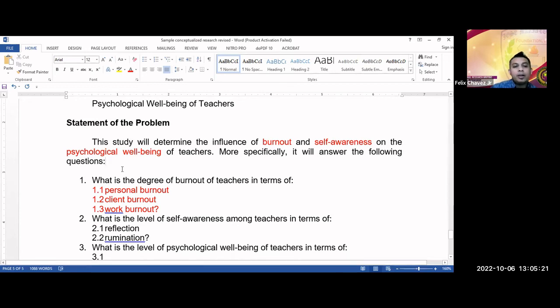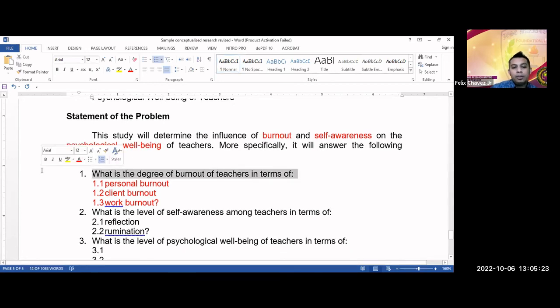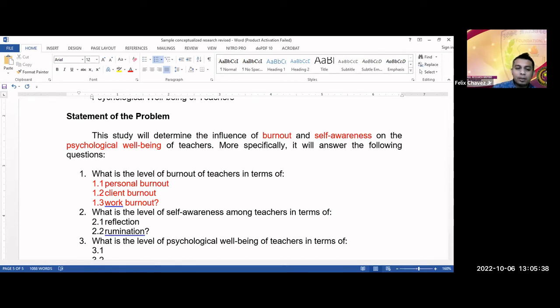So anything that starts with what? Number one, you ask first for the first independent variable, what is the degree of burnout? Or you can place what is the level of burnout of teachers in terms of. So it can be a term like level, extent, status, degree. Okay, so we can utilize those particular words.